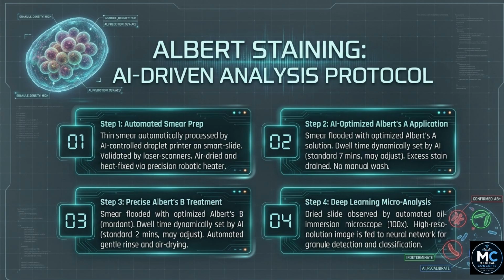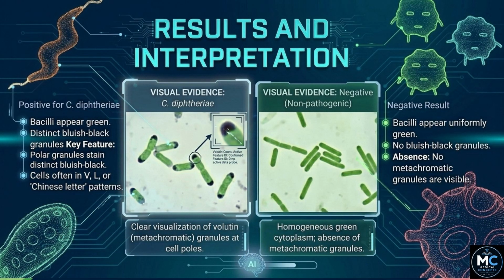After staining, we observe the slide under a microscope. The metachromatic granules appear as blue-black dots. The bacterial cytoplasm appears greenish or light-colored. In Corynebacterium diphtheriae, these granules are usually seen at the poles, giving a Chinese letter arrangement. This characteristic appearance helps in identification.